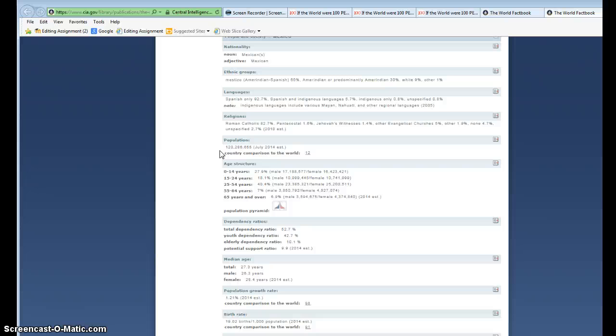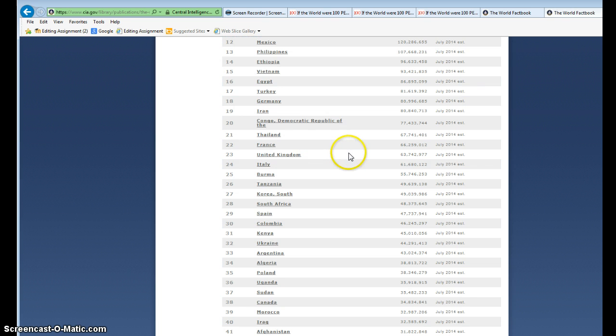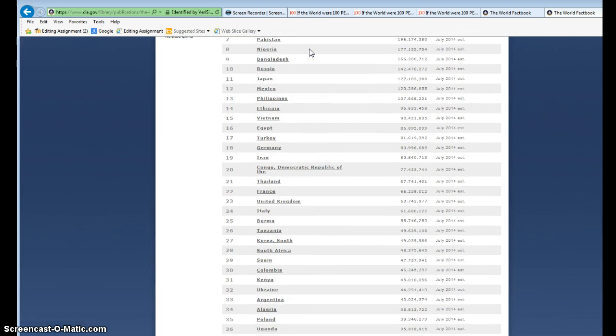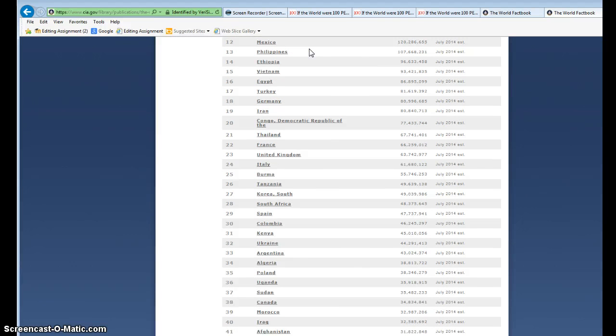So you might say, okay, that's the population of Mexico. How does that compare to the rest of the world? The other thing that I like about the CIA World Factbook is it gives us a nice link. And then generally it'll give us a list so we can see exactly where our country of interest ranks. And as you can see on this list, Mexico is number 12. So what do you think? Fairly populous country, I would say.